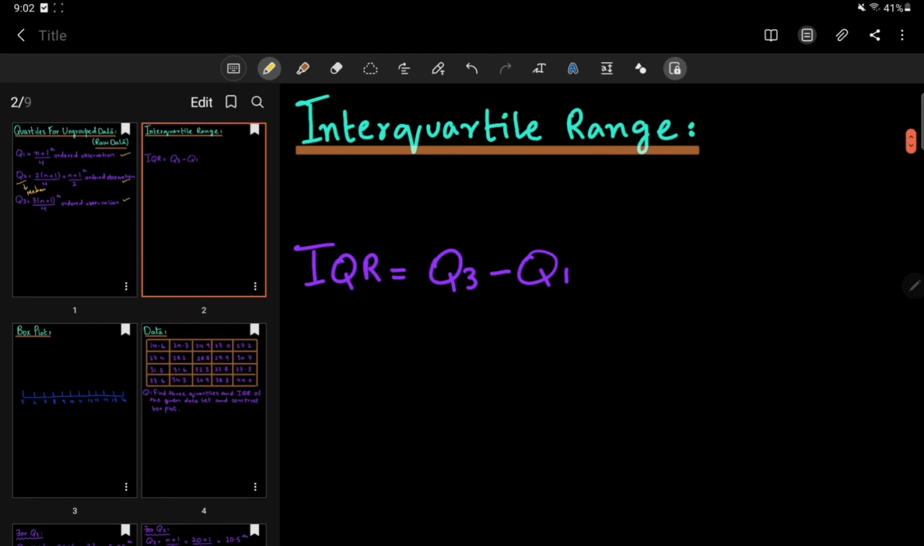Now, what is the interquartile range? The interquartile range, IQR, is the difference between the third and the first quartile, which is Q3 minus Q1. It is so easy to calculate. If we have the Q3 and Q1, we can easily find the answer.